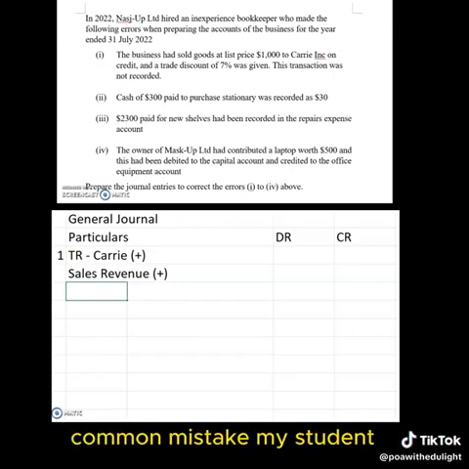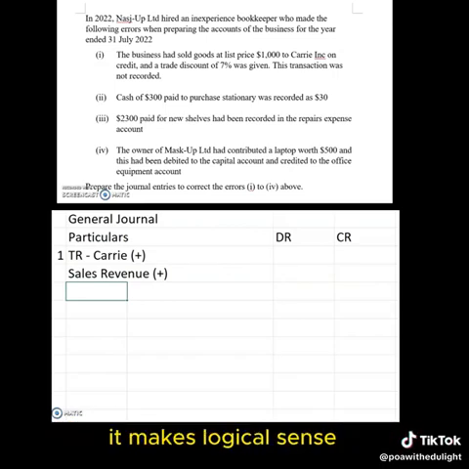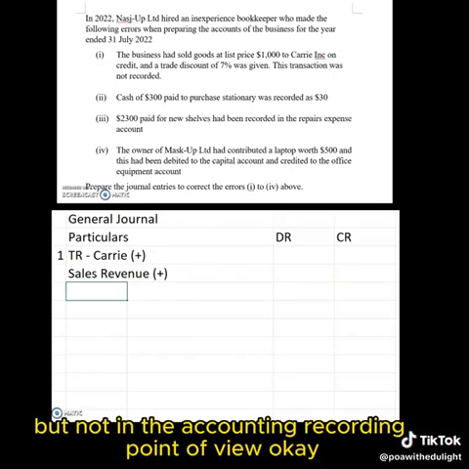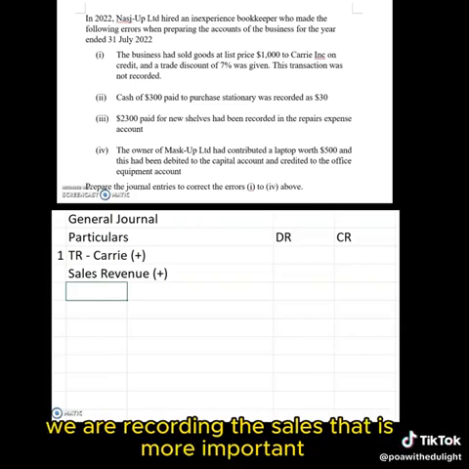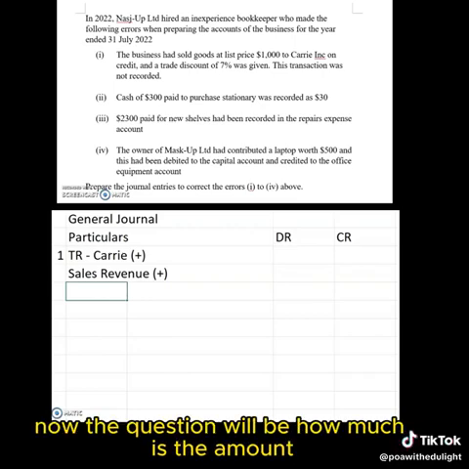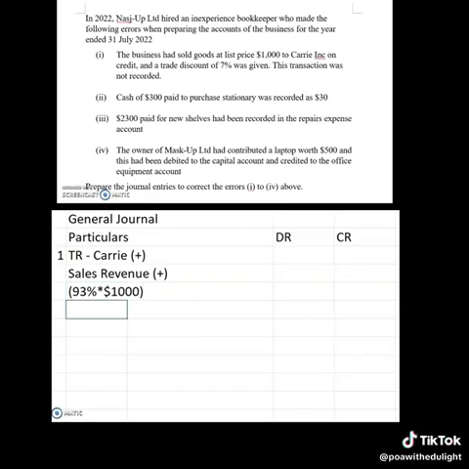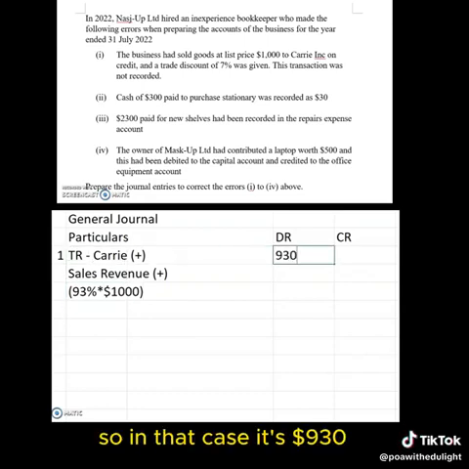A common mistake by students is that they relate it to inventory, whereby inventory will go down. It makes logical sense, but not from the accounting recording point of view. We are recording the sales, and that is more important. So in this transaction, it is debit TR Carrie, credit sales revenue. Now, how much is the amount? Like I just mentioned, it is 93% of the $1,000, so in that case, it's $930.